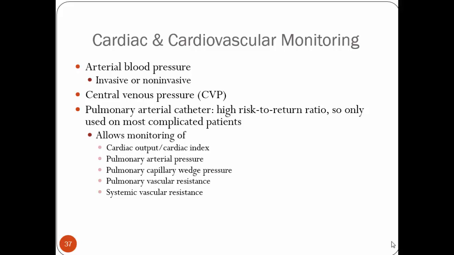Pulmonary artery pressure is measured in the pulmonary artery while the balloon is deflated. The pulmonary capillary wedge pressure, or you might just hear this, wedge pressure, is measured with the balloon inflated and measured distal to the balloon. In other words, beyond the balloon. And so it evaluates the left ventricular function. Pulmonary vascular resistance then can be calculated along with systemic vascular resistance.